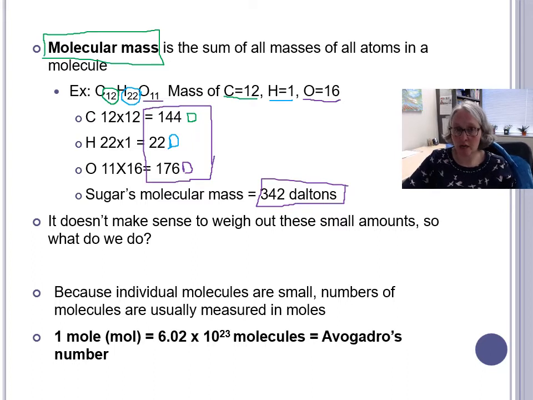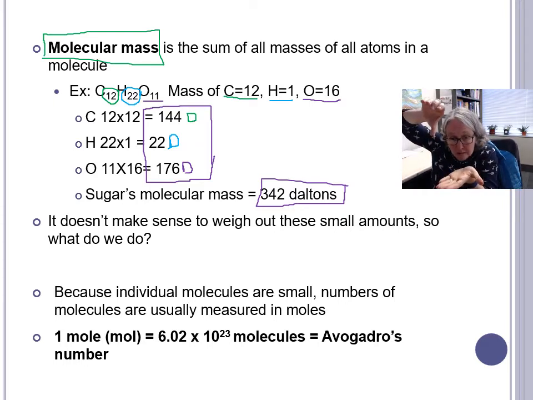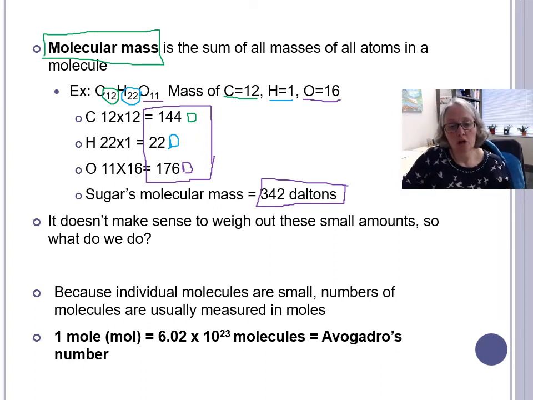So what I've done right now is I've figured out how much this particular molecule weighs. If you have one piece of this sugar molecule, it's going to weigh 342 Daltons. This is impossible to weigh out. Even if you have the most precise scale in the world, you cannot go to the lab and pour out 342 Daltons. It's just impossible. It's too small.